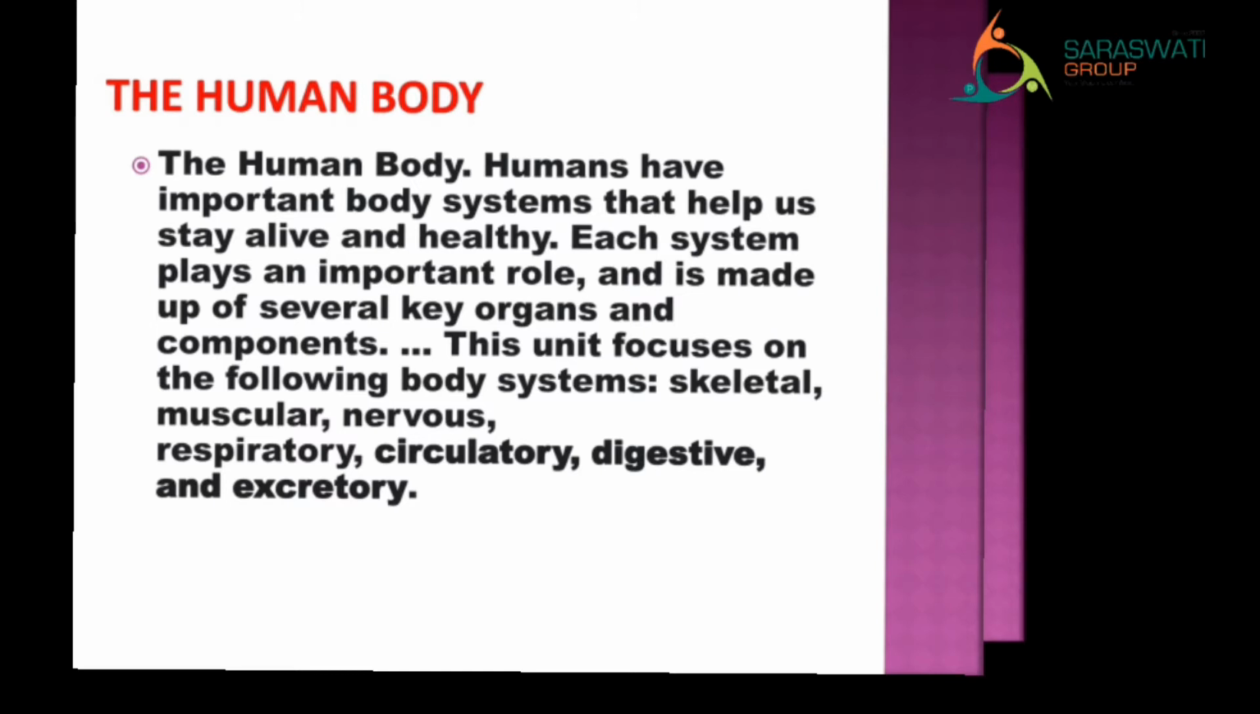This unit focuses on the following body systems like skeletal, muscular, nervous system, respiratory system, circulatory system, digestive system, and excretory system, right? So these are the systems that our body is made up of, right? Clear? Now let's begin vocabulary words.